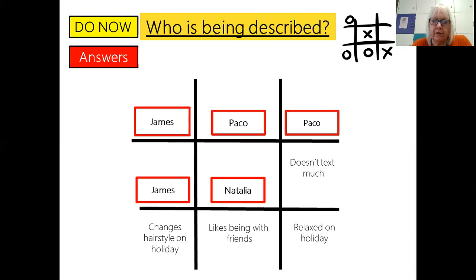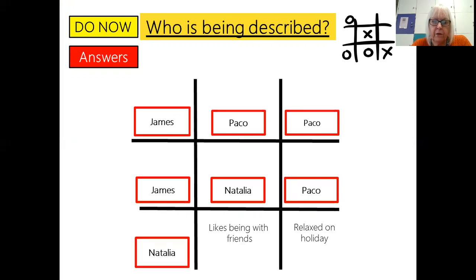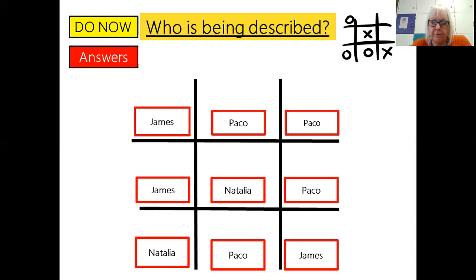Who doesn't text much? That was Paco, I think. Yes, he didn't talk about texting. Both Natalia and James talked about it quite a lot. Who goes to the hairdresser on holiday and comes back with a new hairstyle? That is also Natalia. Who likes being with his friends? Given it's a he there, it is Paco again, I think. He goes on holiday with his friends all the time. And who relaxed on holiday? That was James. Okay, so that was just a quick recap to see how much you remembered.